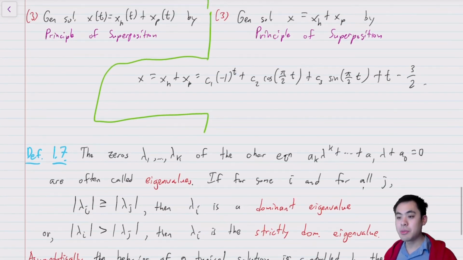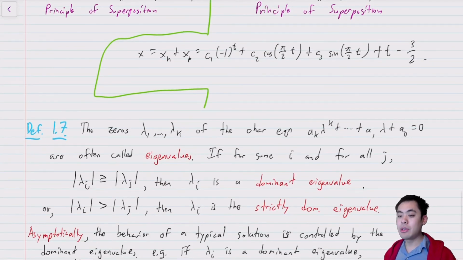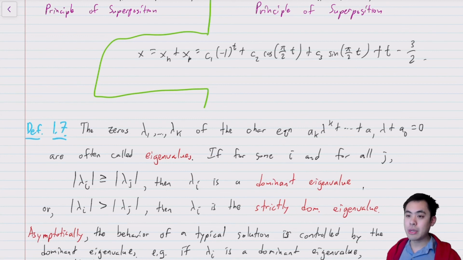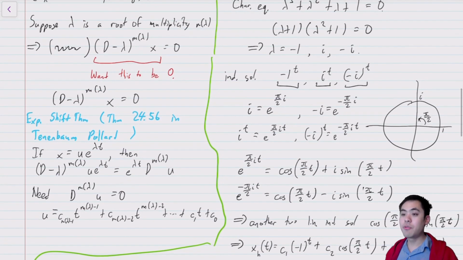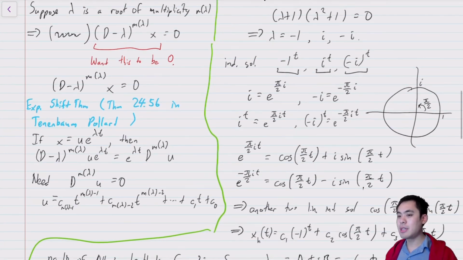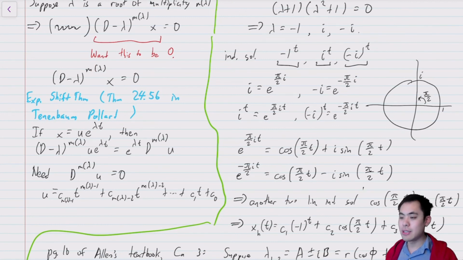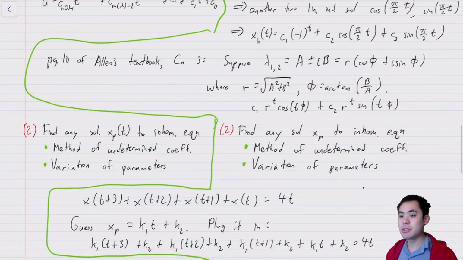So it's very similar to the method that we used in ordinary differential equations, except there are some slight differences in the form of the solution to the homogeneous equation, as well as sometimes when you plug the ansatz into finding the particular solution, the mathematics is slightly different because instead of taking derivatives, you're plugging in t plus 2 or t plus 1 or t plus 3 instead of t.